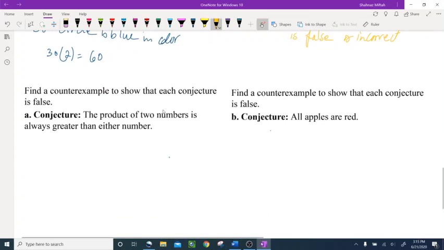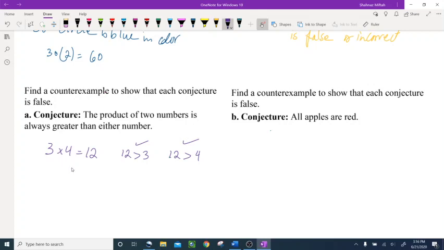Okay, so let's do part A of this. Find a counterexample to show that each conjecture is false. Now, let me try this first. They said that the product of two numbers, for example, 3 times 4 is giving me 12, is always greater than either number. Like this 12 is greater than 3, which is true. This 12 is also greater than 4, which is true.